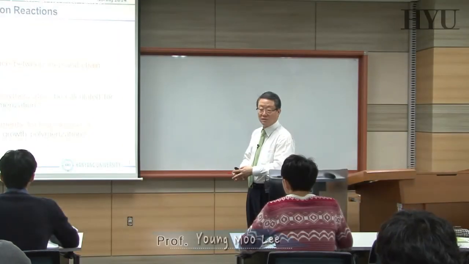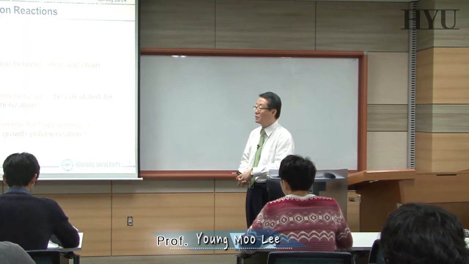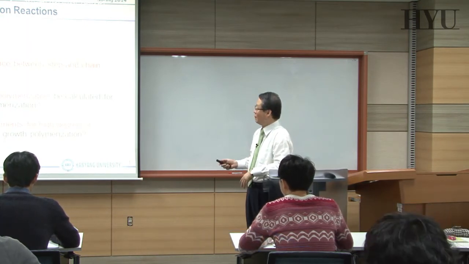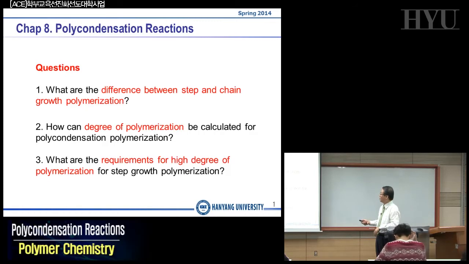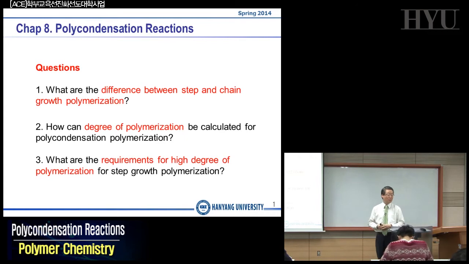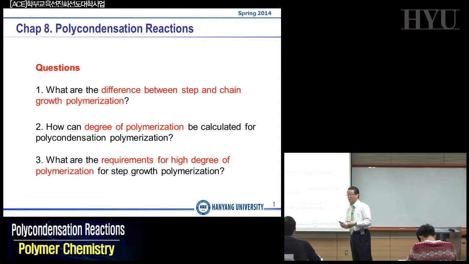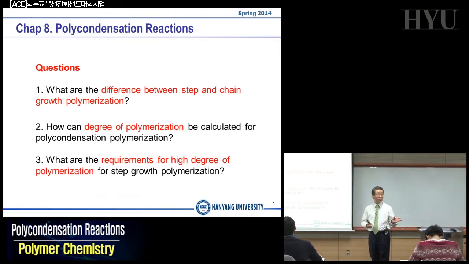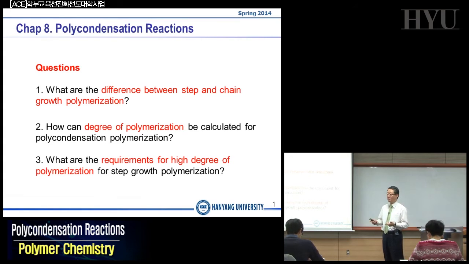Okay, let's talk about the polycondensation reactions. I think we will start with the difference between step-growth polymerization and chain-growth polymerization first. You should know what step-growth polymerization is and what the difference is between step and chain-growth polymerization reactions in terms of the molecular weight, the rate of polymerization, and the conversion percentages. So we will talk about the difference between the step and chain growth.